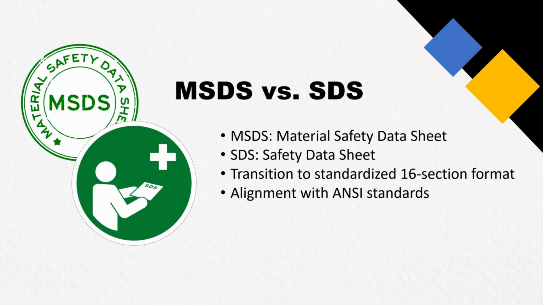Now, you might have heard the terms MSDS, or Material Safety Data Sheet, and SDS, which is a safety data sheet, used interchangeably, but there's actually a very key distinction between them. MSDS refers to the older format, while SDS is the updated standardized version. Here's what's changed. In the standardized format, MSDSs varied in structure, making them rather confusing. SDSs now follow a consistent 16-section format under the Globally Harmonized System, or GHS.